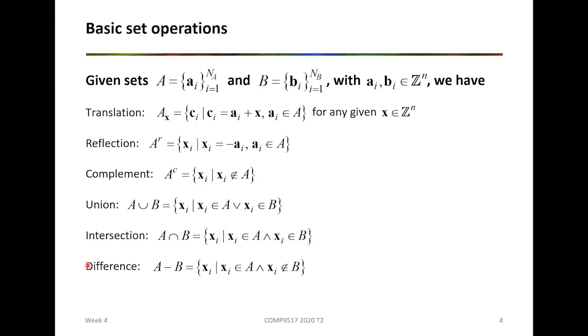And then you can compute difference as well. A minus the set B, which is all the pixels that are in A and that are not in B. You could also do the reverse, of course, B minus A. That will be all the pixels that are in B and not in A.